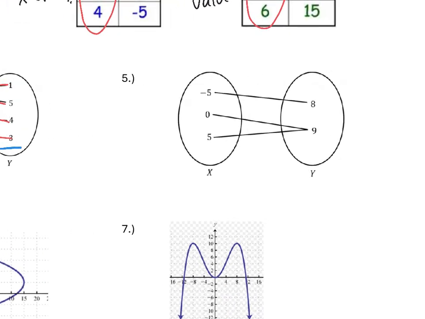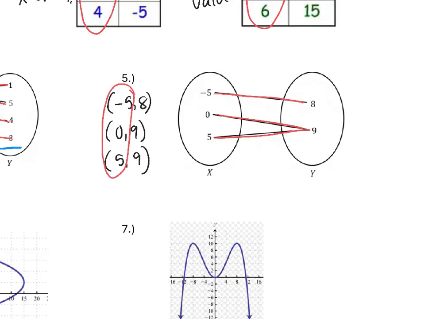Number 4, if I do the same thing and I pair each x with a y, my ordered pairs would be negative 5, 8, so that's here, 0, 9, which is here, and then 5, 9, which is here. So once I do this, then I can clearly see what's x and what's y, and I do not have any repeated x values. So I can indicate that this is, yes, a function because there are no repeated x's.